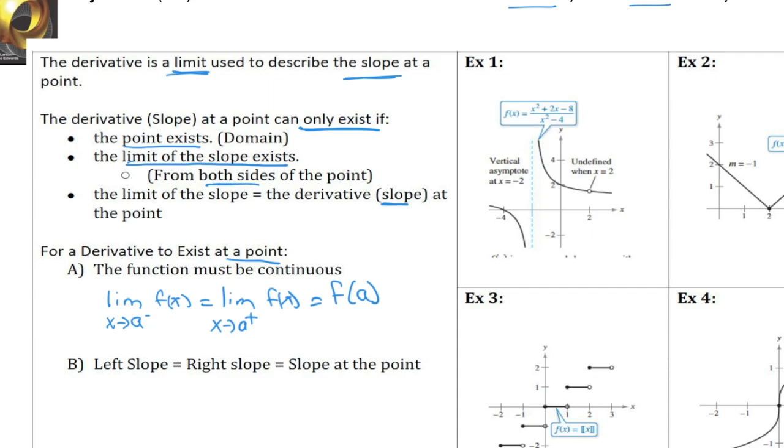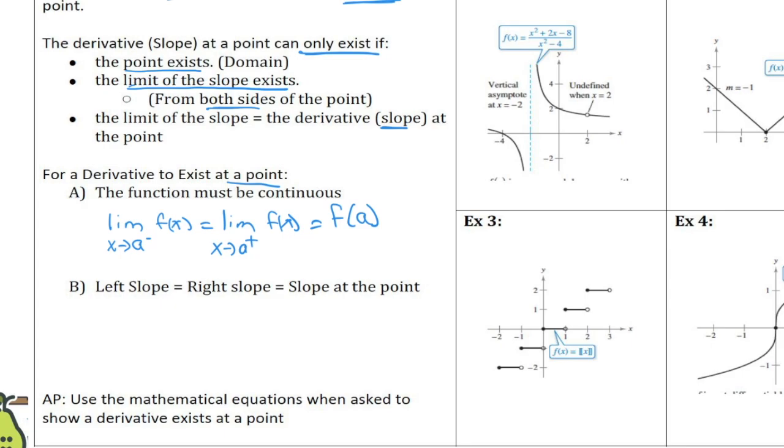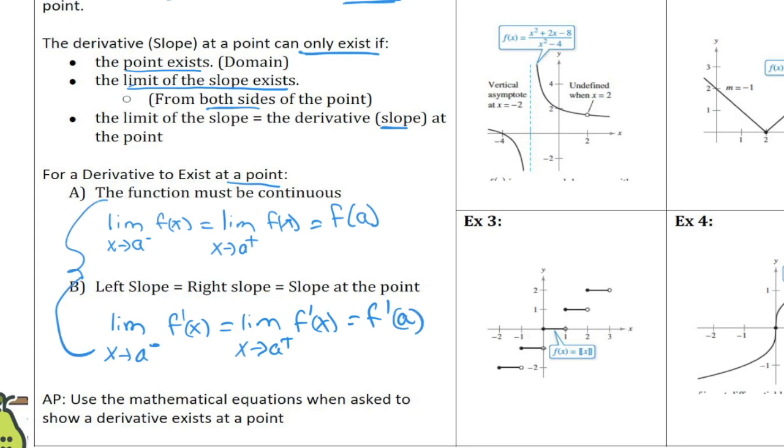Now, talking about the left slope equals the right slope, we're going to use a similar notation. The limit as x approaches a from the left of f prime of x has to be equal to the limit as x approaches a from the right of f prime of x, but that also has to be equal to f prime at a. So all of these conditions must occur for our derivative to exist at a point.